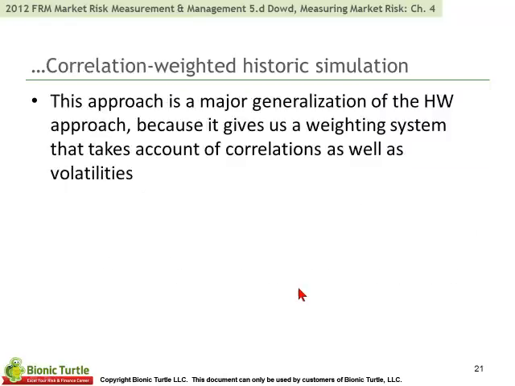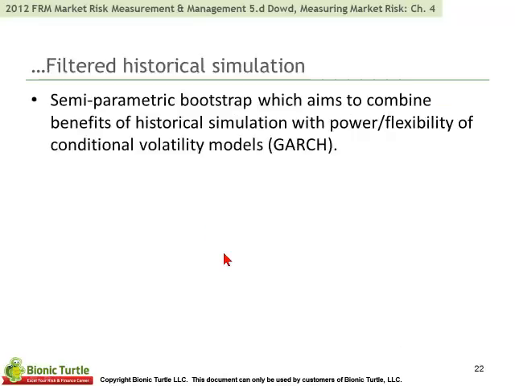And then we can have correlation weighting. This approach is a major generalization because it gives a weighting system that takes into account correlations as well as volatilities. Filtered historical simulation is a semi-parametric bootstrap which aims to combine the benefits of historical simulation with the power and flexibility of conditional volatility models like GARCH.